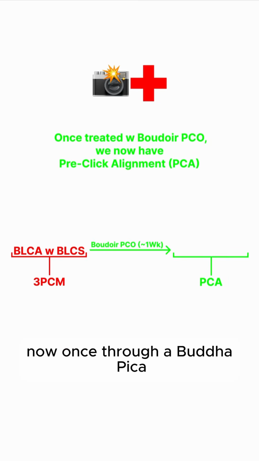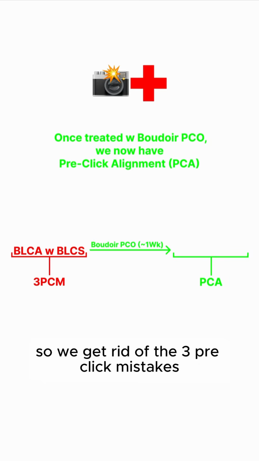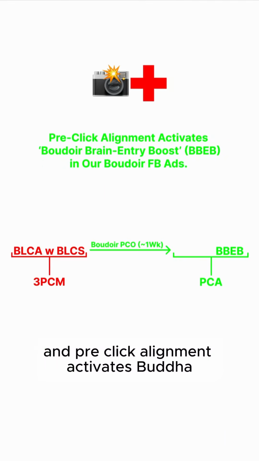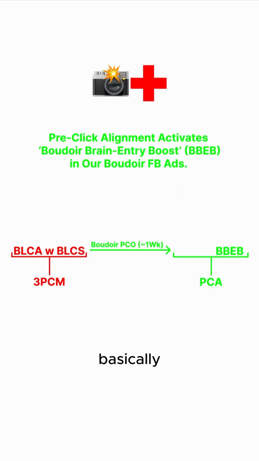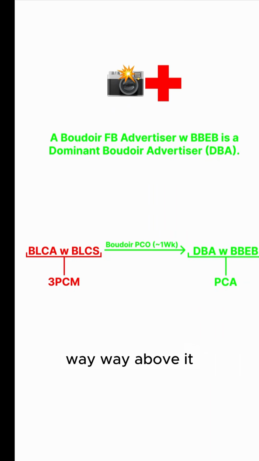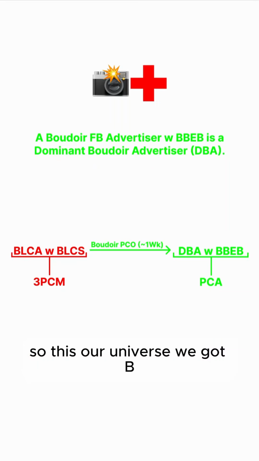Now, once treated with Boudoir Pico, we have pre-click alignment, PCA. So we get rid of the 3 pre-click mistakes, we achieve pre-click alignment. And pre-click alignment activates Boudoir brain entry boost in our Boudoir Facebook ads. Basically, we get our unique CTR above 6%, ideally way, way above it. And a Boudoir Facebook advertiser with Boudoir brain entry boost is a dominant Boudoir advertiser, a DBA.